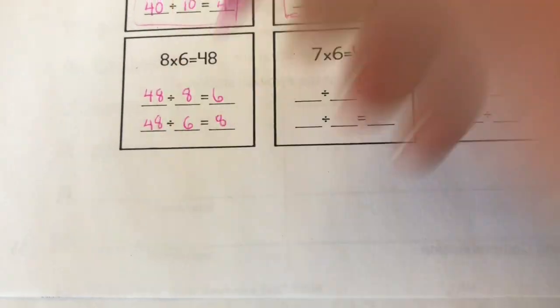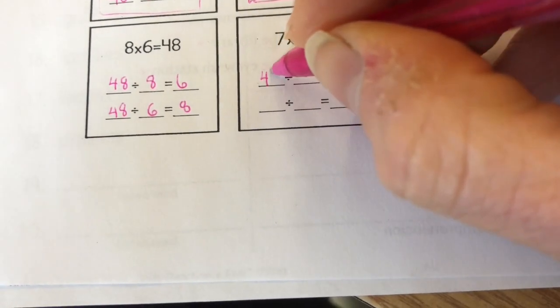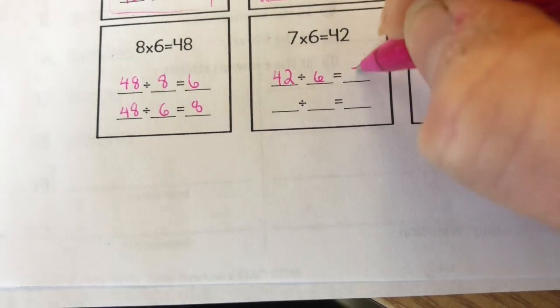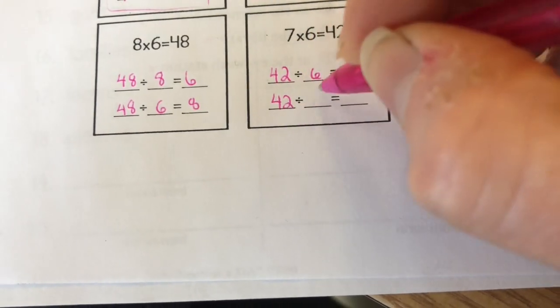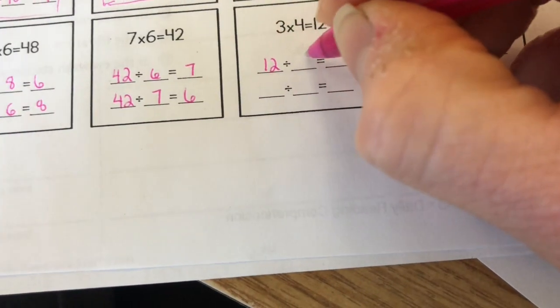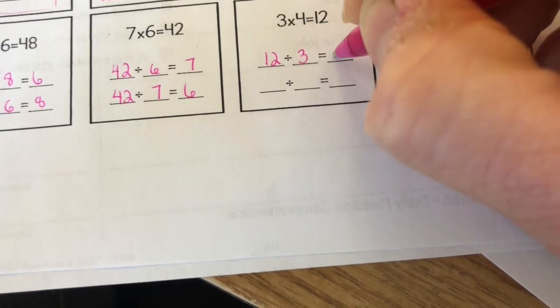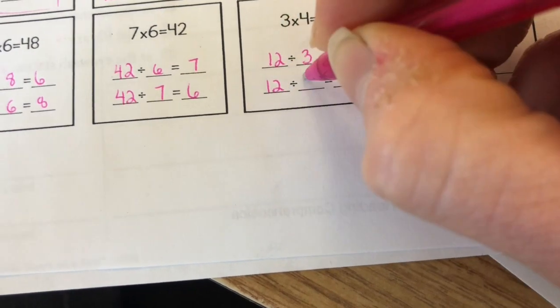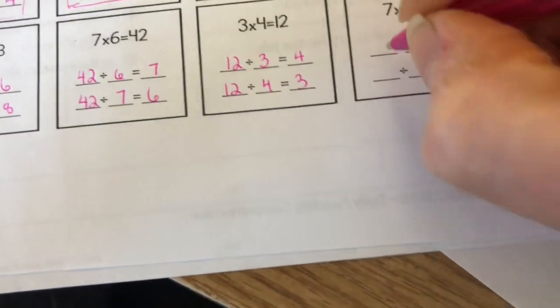Go for 48 divided by 8 is 6. 48 divided by 6 is 8. Okay, 42 divided by 6 is 7. 42 divided by 7 is 6. 12 divided by 3 is 4. 12 divided by 4 is 3.